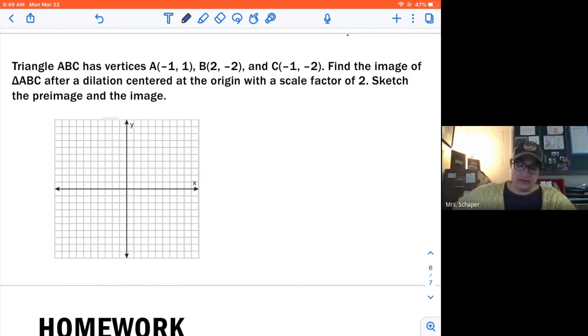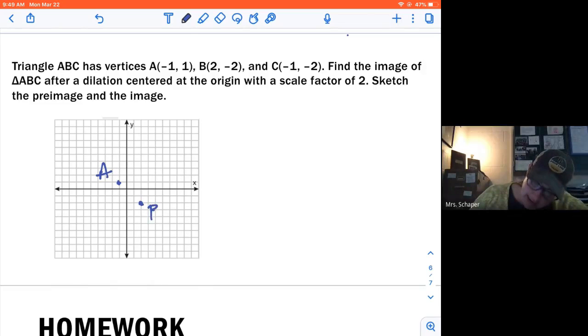All right, let's try another one. The triangle has the vertices. Sketch the image after the dilation centered at the origin with a scale factor of 2. So I've got -1, 1. I've got 2, -2. And I have -1, -2. There's my C. All right, so here's my triangle.